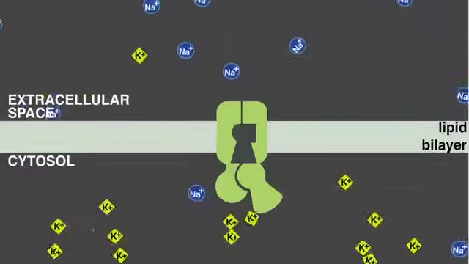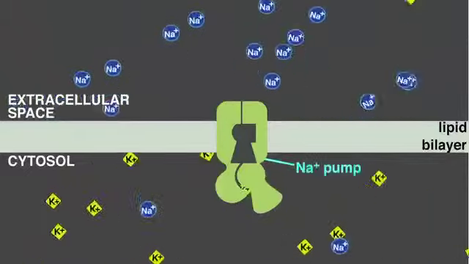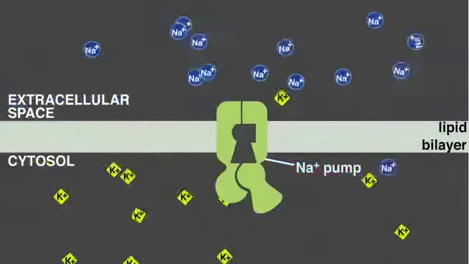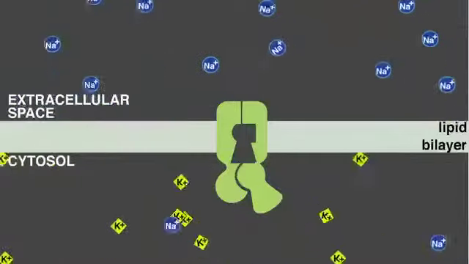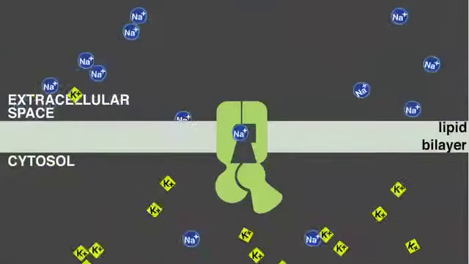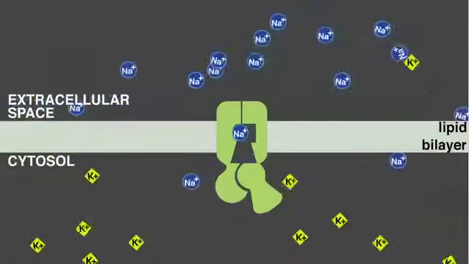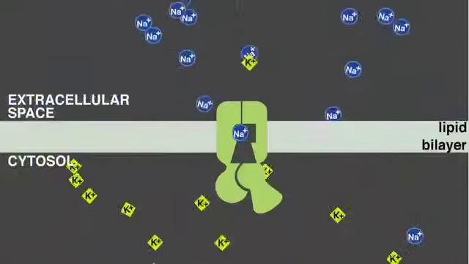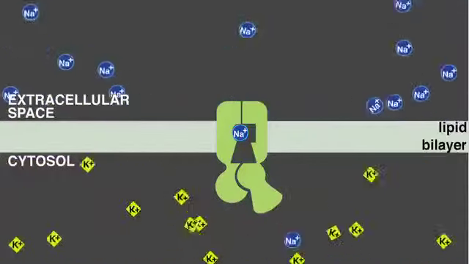Animal cells use a membrane pump, called the sodium pump, to maintain these ion gradients. To begin the pumping cycle, sodium ions enter binding sites on the cytosolic side of the pump. Although there are 3 sodium binding sites on this pump, for simplicity only one is illustrated here.